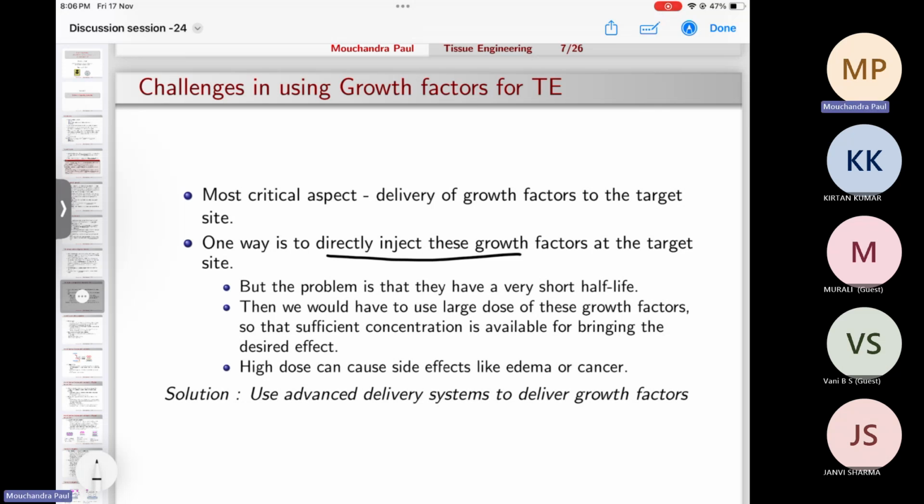It can cause side effects in patients, like cancer, right? So direct injection is not a good solution for delivering growth factors at a target site. What can be the alternative approach?